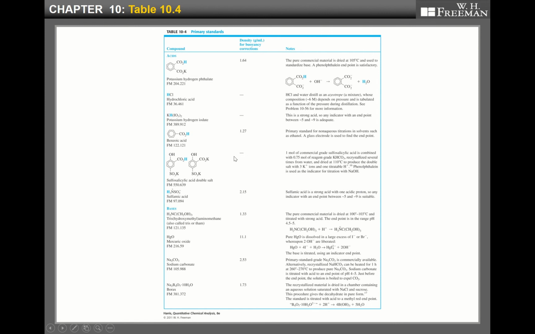Using this acid or base primary standard, you can standardize a basic solution or acidic solution by ordinary means.